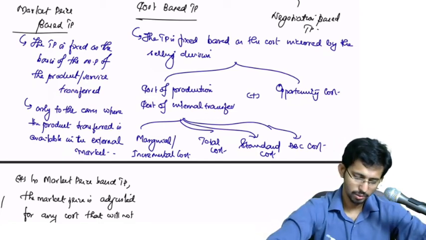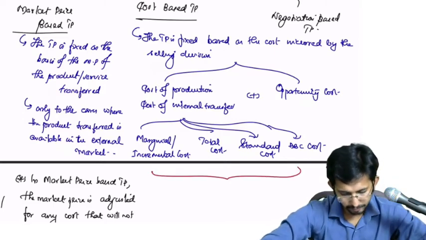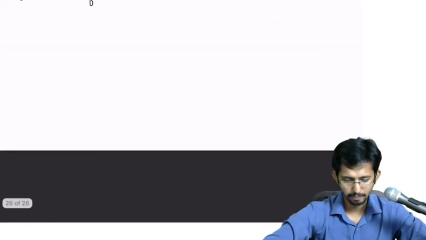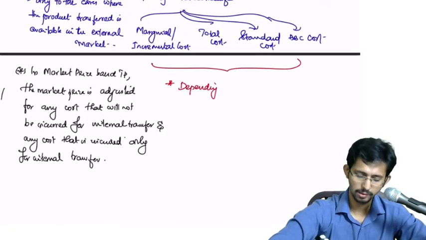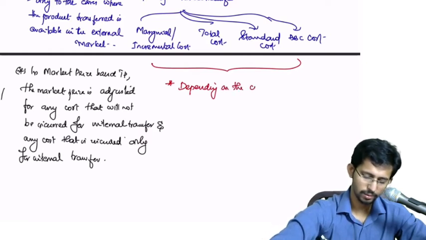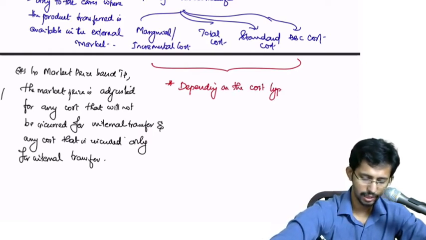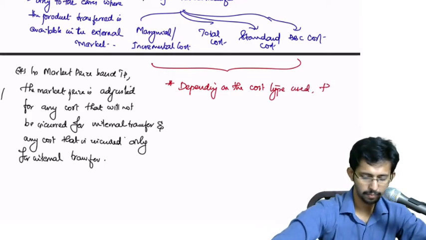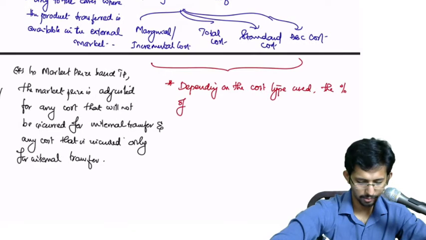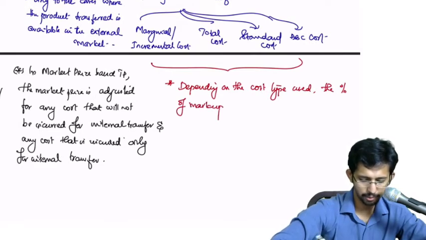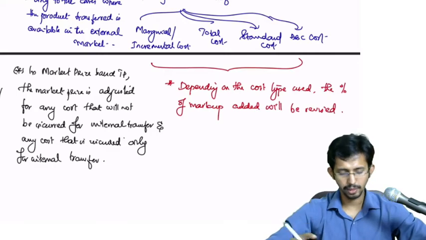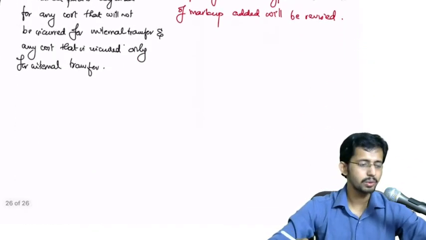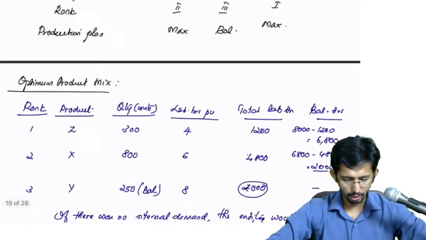So you can write here: depending on the cost type used, the percentage of markup added will be revised. Is it clear? Yes. So that's all with respect to the cost base.